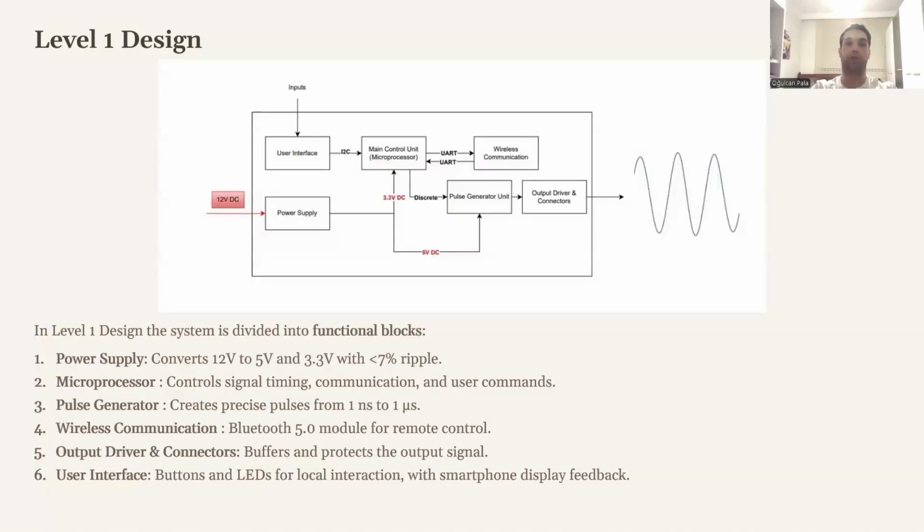Hello, I am Oğulcan. First, I'm going to talk about level 1 design. In level 1 design, we broke down the system into 6 main parts, like organs in the body. The power supply is like a heart, the microcontroller is the brain, the pulse generator is the hand, the Bluetooth module is the mouth and ears, the output section is like the muscles, and finally, the user interface is the face of our system.